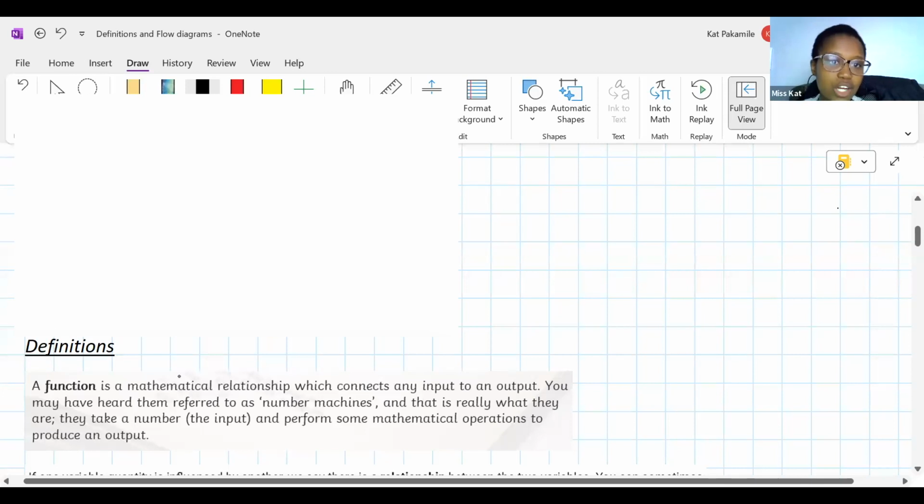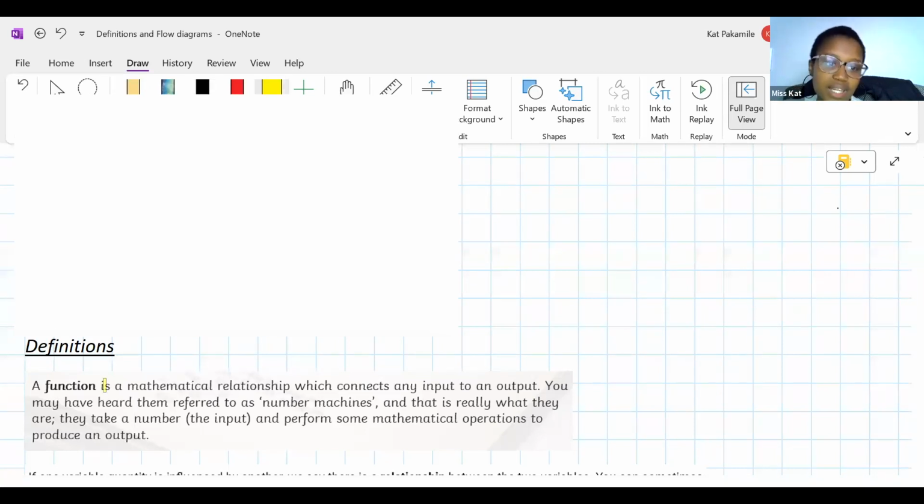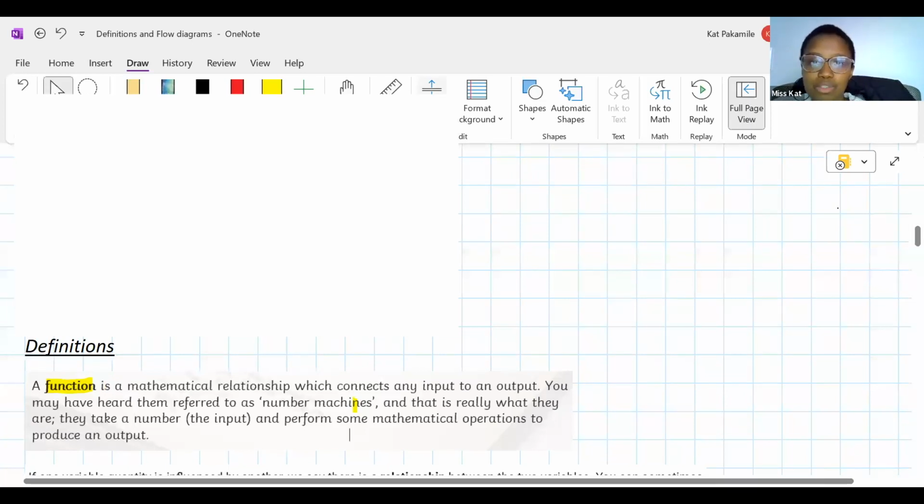So a function, which is what we are defining in this case, is a mathematical relationship which connects any input to an output, okay? You may have heard them referred to as number machines, and that is what they are. You take a number, that's your input, you do some mathematical operations, times, multiply, square, whatever, and then you produce an output. So that's basically what we're going to be doing today.